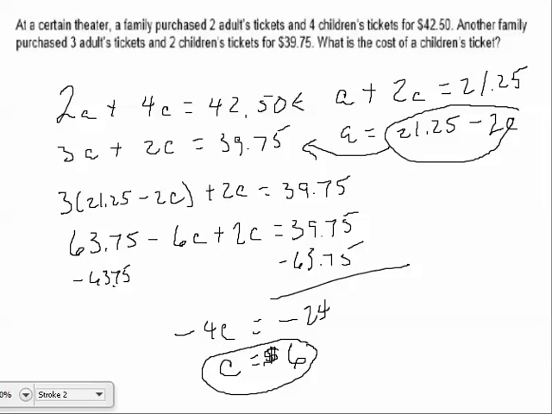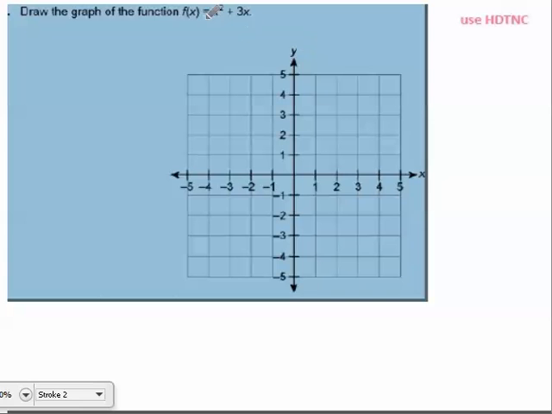Okay, let's move forward. This one is asking me to draw the graph of x squared plus 3x. Okay, one of the first things I want to do here is factor the x out of it, and I get x times (x plus 3). Why did I do that? That gave me the two x-intercepts. One of them's going to be at 0, and one of them's going to be at negative 3. Just like that.